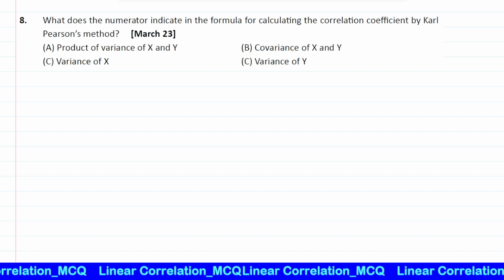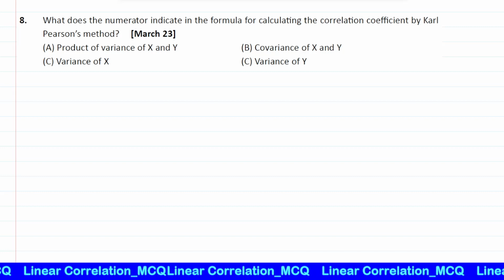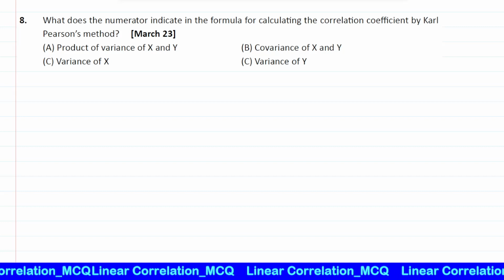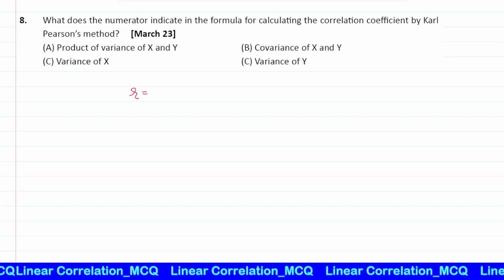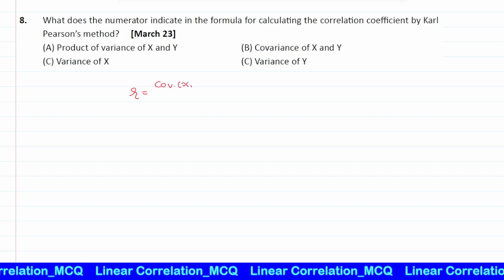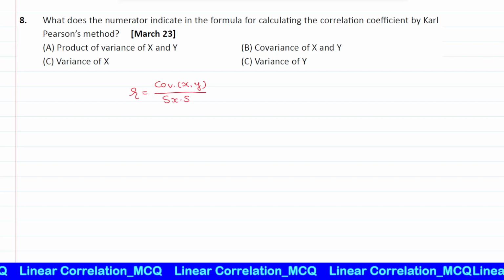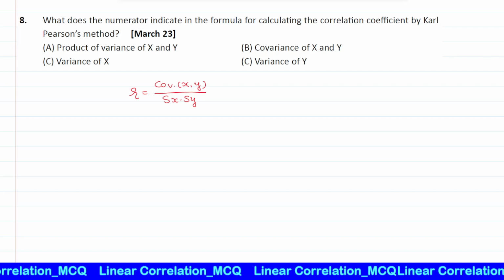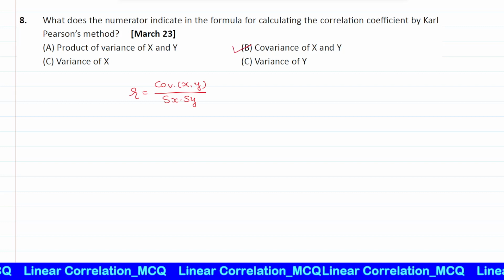Question number 8, March 23. What does the numerator indicate in the formula of calculating the correlation coefficient by Karl Pearson's method? See, in Karl Pearson's method, the first formula was given by covariance of xy divided by standard deviation of x, that is Sx, into Sy. Okay, so numerator indicates covariance between x and y, and it is given in option B. Option B is correct, covariance of xy.